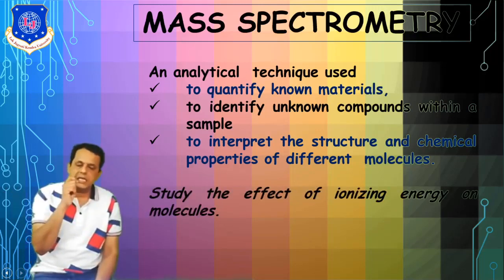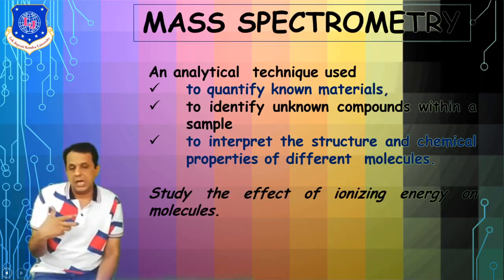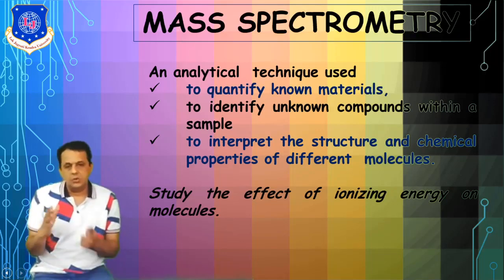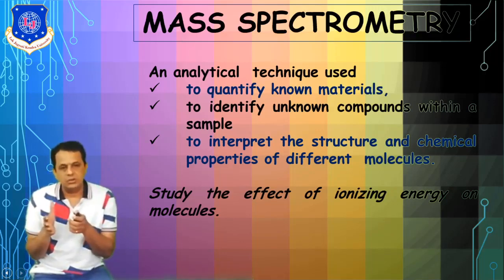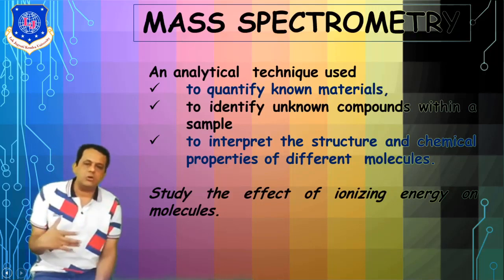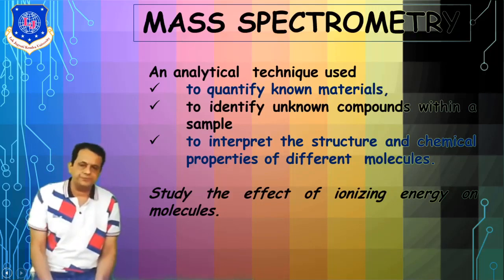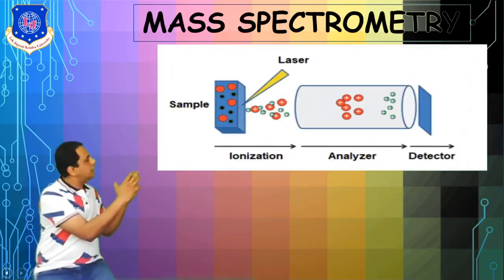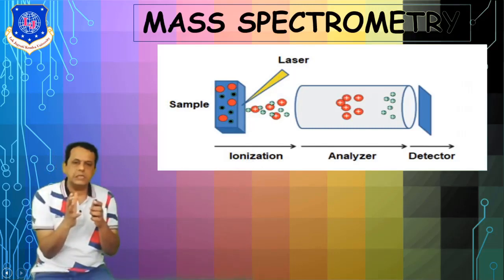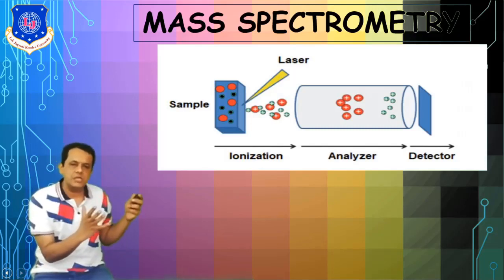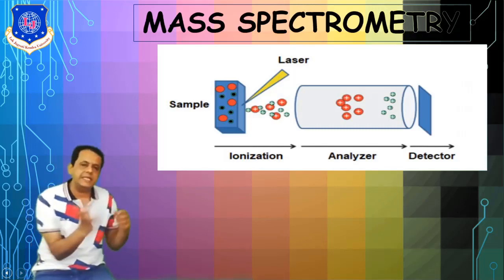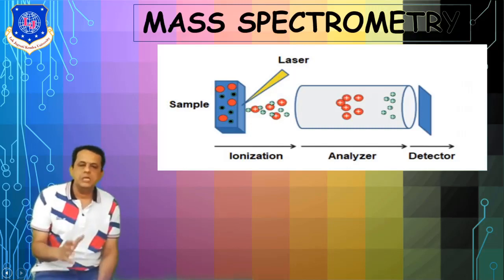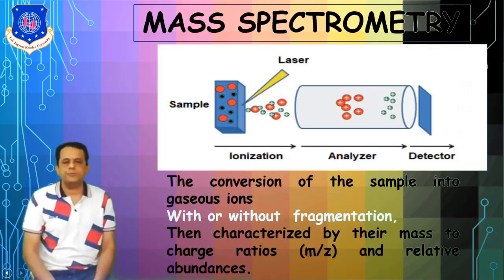Basically, it is a study of the effect of ionizing energy. Once you ionize a molecule, then what will be the effect? And we will be talking about one specific ratio here. So here you see what I am showing you: a sample is there, some laser bombardment is done, so it is ionized, then some analysis is done, and then the detector plate is there. So this is a simple idea about this process.